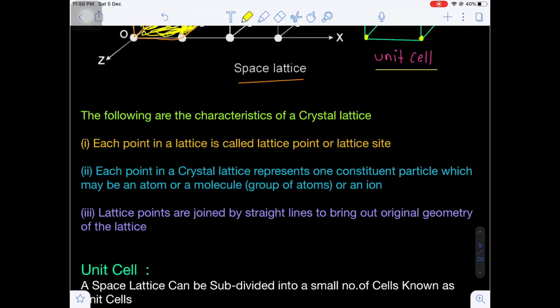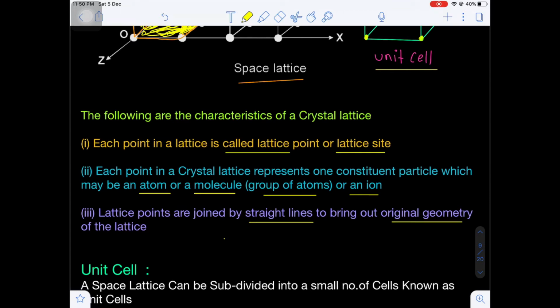Now, what are the characteristics of the crystal lattice? Each point is known as what? Lattice point or lattice site. Each point in a crystal lattice is represented by one constituent particle. Just now I told you the particle may be an atom, a molecule, which is nothing but a group of atoms, or otherwise an ion. Lattice points are joined by what? Straight lines, to bring out the total geometry of the lattice.